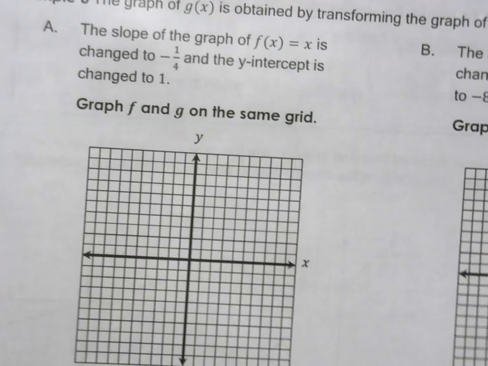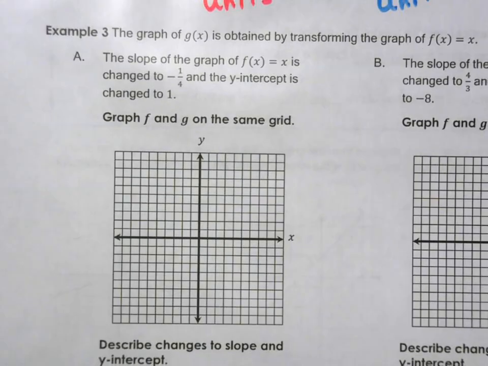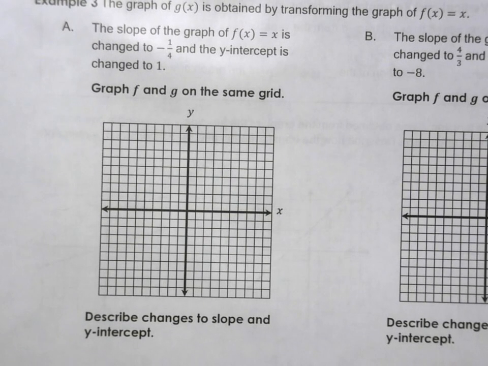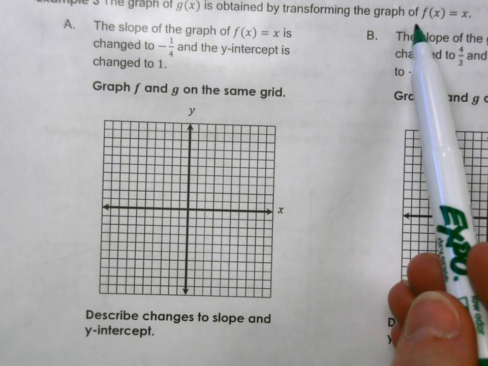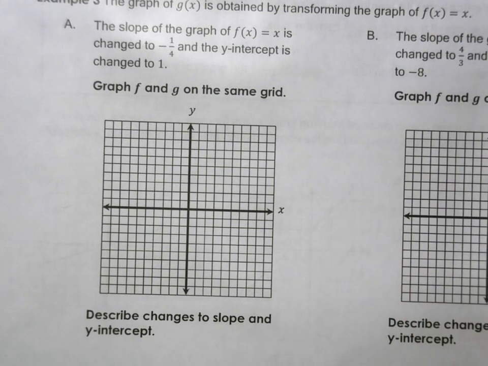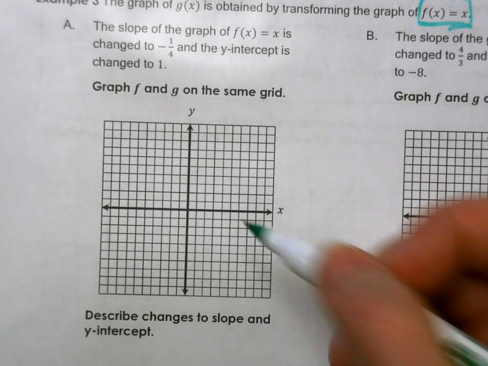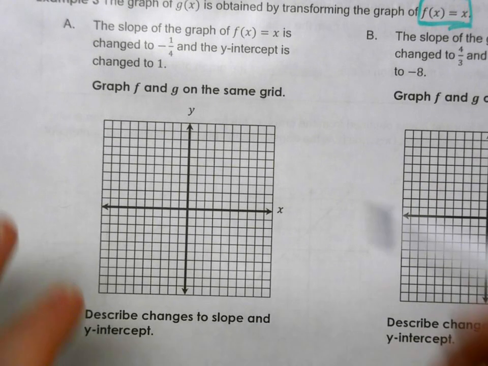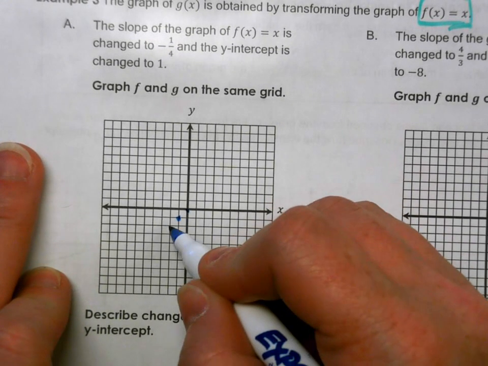So down at the bottom, the third type of example that we have is the graph of g of x is obtained by transforming the graph of f of x equals x. Again, we're just translating the parent function. So my original graph, we're going to graph both of them on here. My original graph is going to be my parent function.